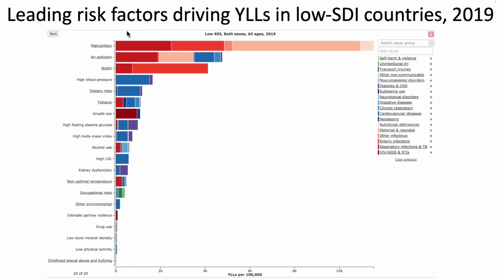Looking at it this way, it's possible to see the leading risk factors for YLLs in low-income countries. It's easy to see that they're things like malnutrition, air pollution, water sanitation and hygiene or WASH, high blood pressure, dietary risks, tobacco, unsafe sex, among other things. So if we wanted to prevent the most years of life lost through public health efforts in low SDI settings, these would be the risk factors that we would want to focus on.